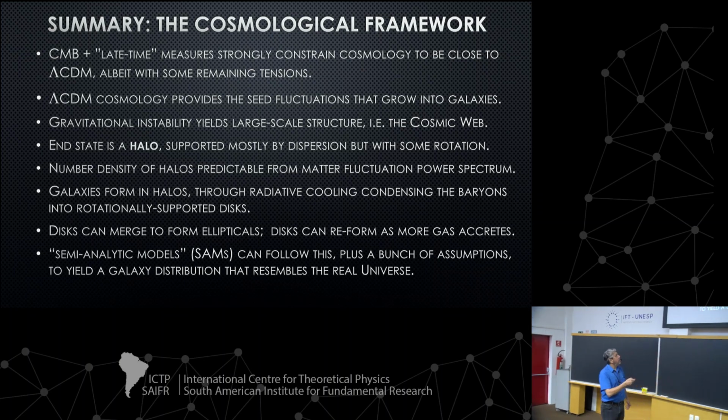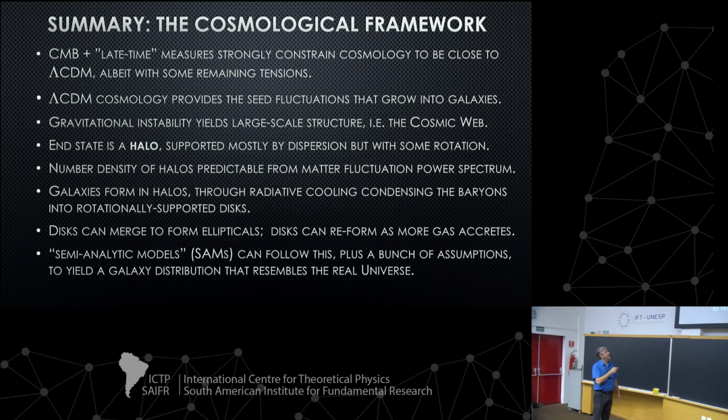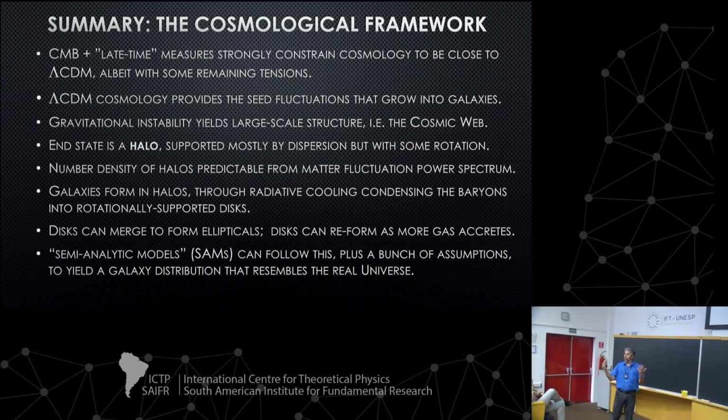So we have our cosmological model that sets the large-scale structure. That sets the framework within which galaxies form. Then you get this gravitational instability that forms the cosmic web. You get the halos. You can actually predict the number density of halos; it has a very particular functional form that we'll see again. And then you are able to radiatively cool, perhaps, or shock heat and then radiatively cool the baryons, forming into a rotationally supported disk, which then merge into ellipticals, right?